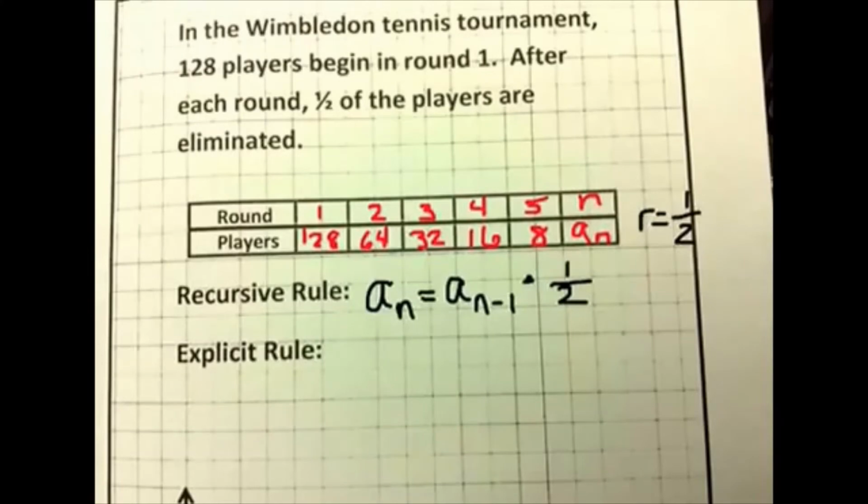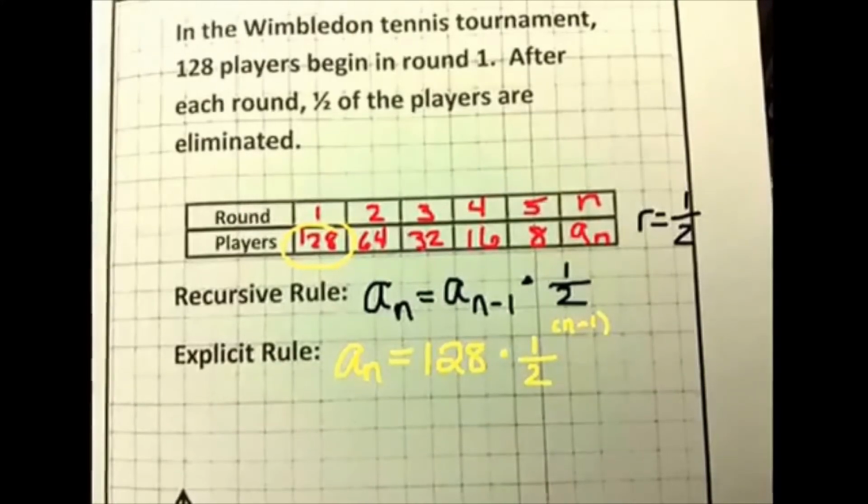When we go to do the explicit rule, we're going to start again, a sub n equals, but this time we need our first term. The first term in our sequence of players is 128, so we're going to start with that, times the common ratio, which we know is a half, raised to the n minus 1 power. And there's no simplifying to do with explicit rule, so we're going to leave that as it is, and then we're going to move to the bottom and graph this data.